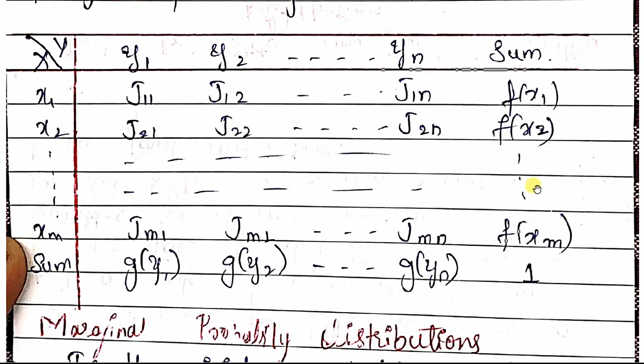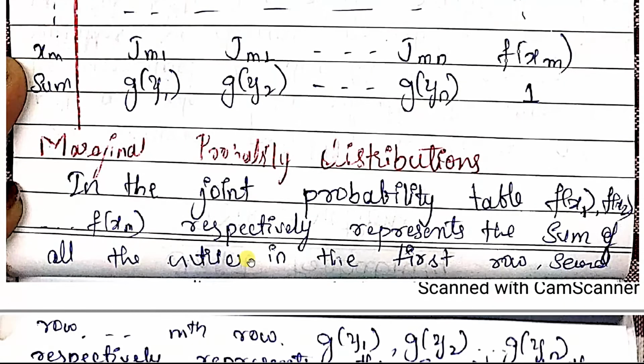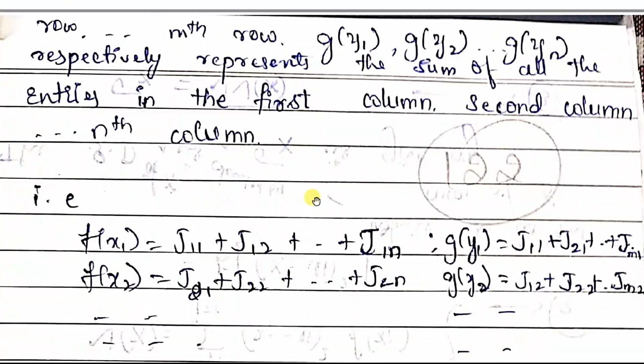So these elements, f of x1, f of x2, f of x3, and so on, f of xm, are called marginal probability distributions. Even these elements, g of y1, g of y2, g of y3, and so on, g of yn, all these elements are called marginal probability distributions, and this sum will give you 1 always. Now, regarding marginal, they have explained it here, you can read this.